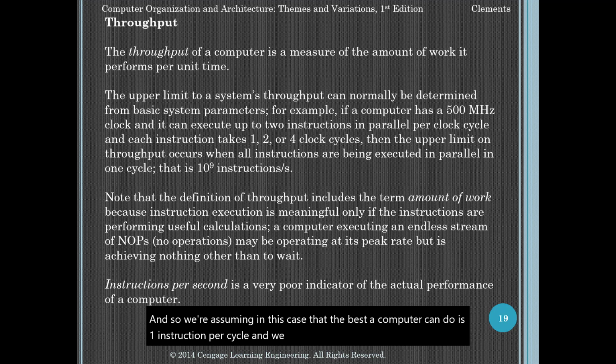And we know about multi-threading, and we maybe know about superscalar processors that employ instruction level parallelism and things like that. But right now we're just talking about things in a very simplistic way so that we can understand these terms better.